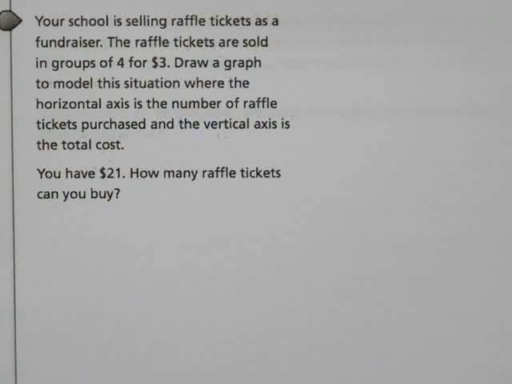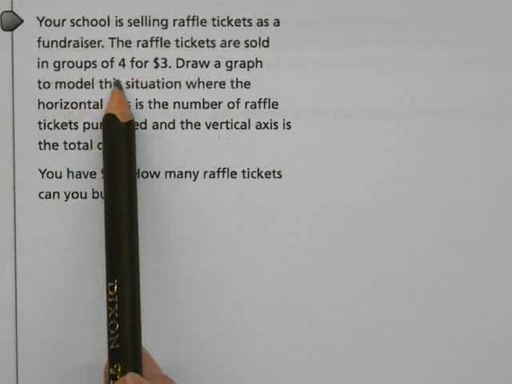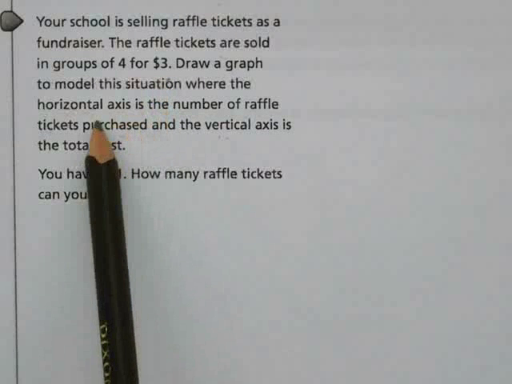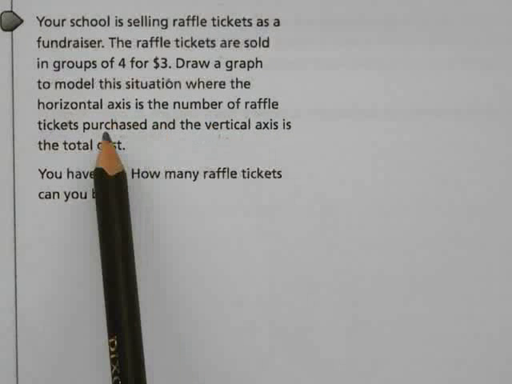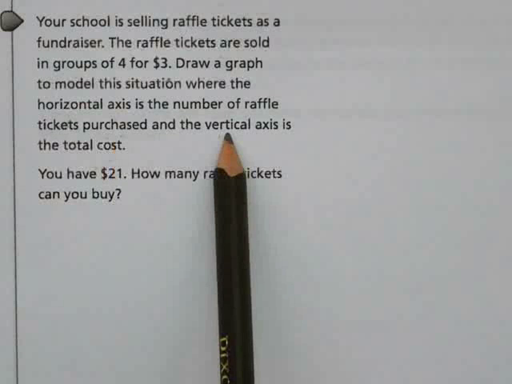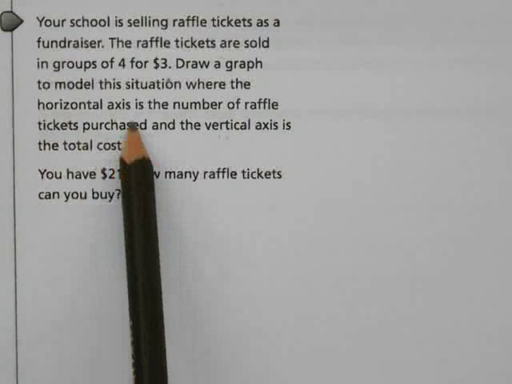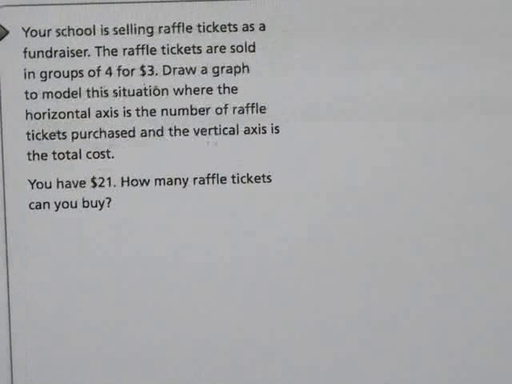So what we have here is a lot of information, and what we need to do is to unpack it. The first thing we need to know is that the tickets are sold in groups of 4 for $3. That's a very key piece of information. The second piece of information is that the horizontal axis, in other words the x-axis, is the number of raffle tickets purchased, and the vertical axis, in other words the y-axis, is the total cost. And the fact that they told us the tickets are in groups of 4 for $3 is going to affect how we set up our graph.